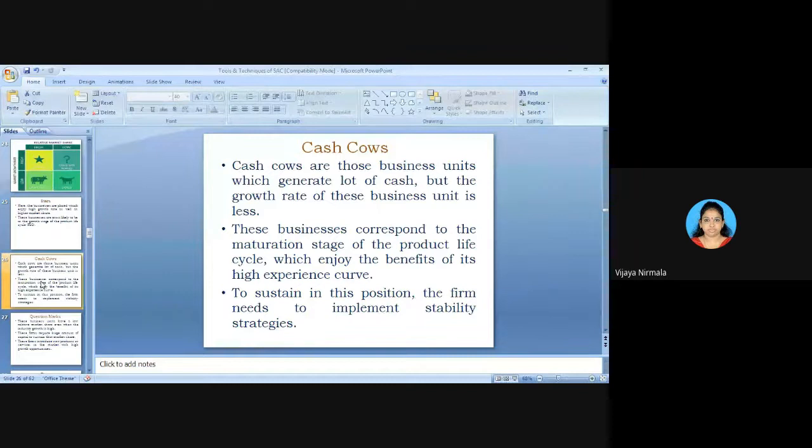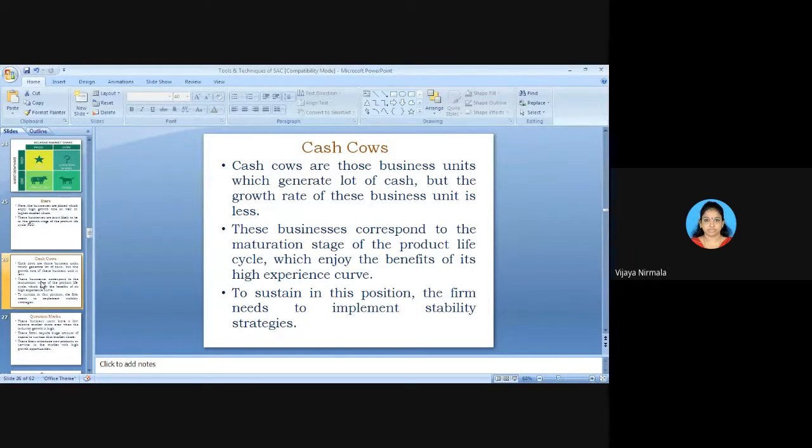For example, there are some pretty mature firms that gradually lose their market share, and their growth rate also declines. Due to this, the profitability also decreases. So at this point, when you get losses, the retrenchment strategies are to be applied. The retrenchment strategies need to be appropriate for these firms.